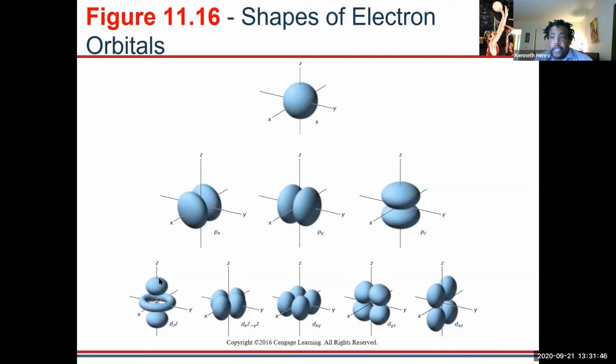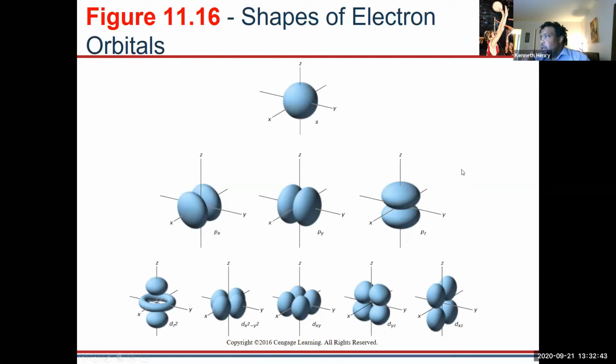So this is the D. We have dz squared, which you can see is on the z-axis. Then we have dx squared minus y squared, which is on the x and y axes. This one is dxy, between the x and y axes. This one is yz, between the y and z axes, and this is xz, between the x and z axes. Again, 2 electrons in each one of these. That gives you an idea of how the routes are kind of crazy with each other.